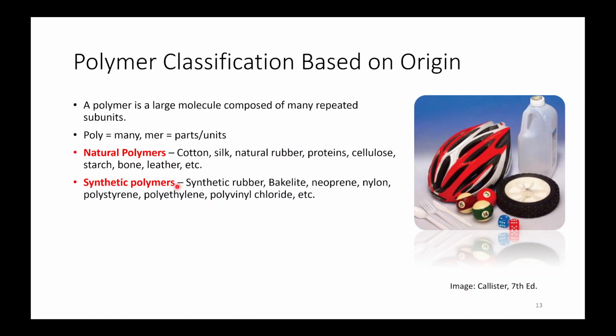Now synthetic polymers are synthetic rubber, bakelite, neoprene, nylon, polystyrene, polyethylene, and PVC. Now these are some polymers and their products. So forks, tires, rubbers, plastic bottles, helmets, these all are made using polymers.